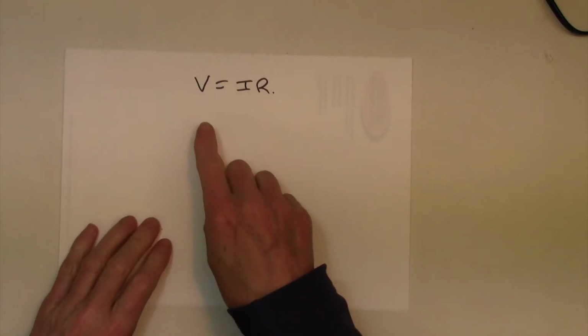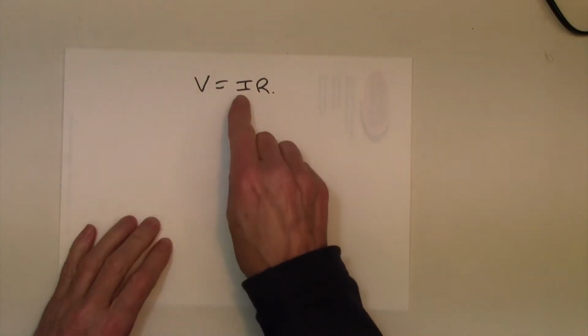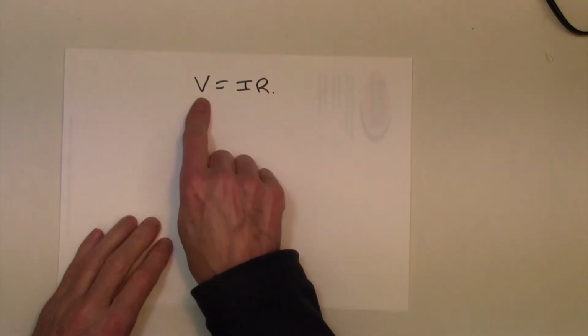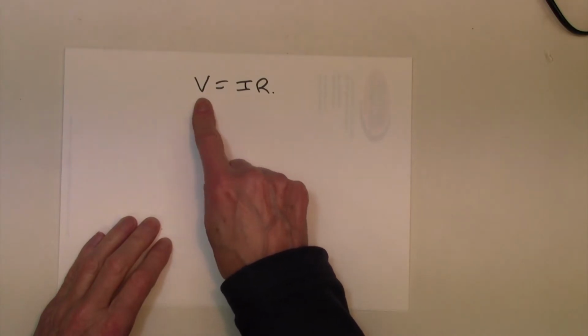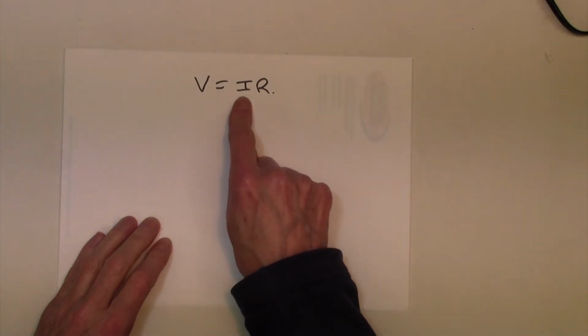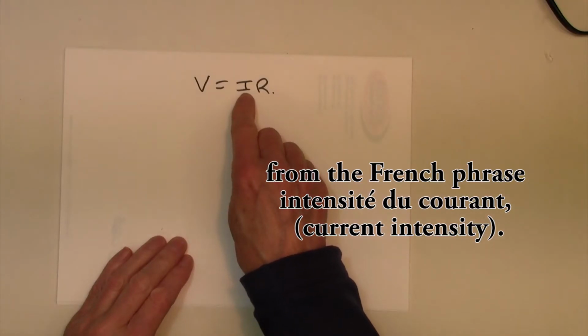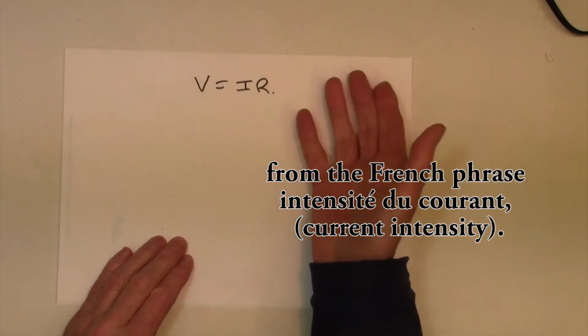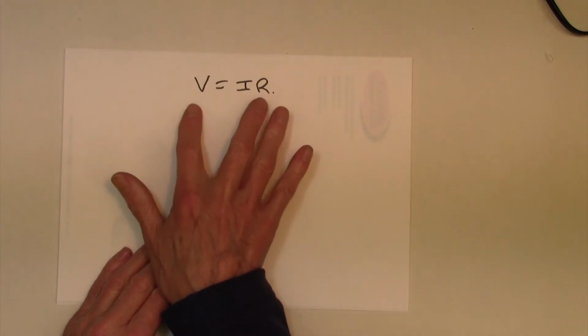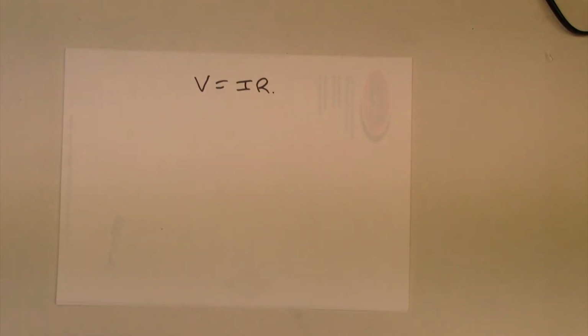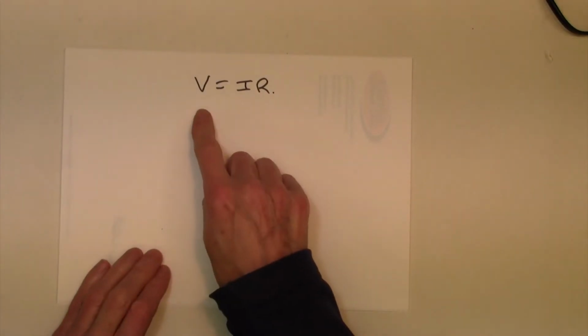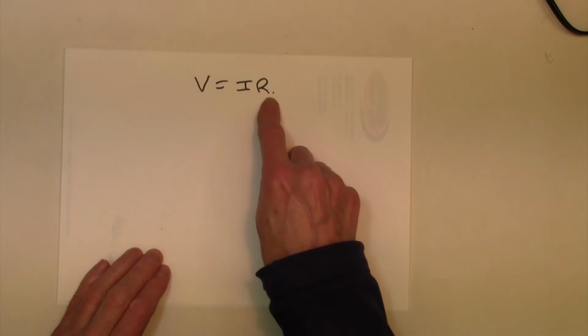It involves three quantities: voltage, current, and resistance. We use V for voltage, we use I for current. I don't know why, it'll be some historical reason. You need to remember that I is current and R conveniently is resistance. So we're okay with the V and the R, it's just the I is a little bit unusual. So it's a formula that relates voltage, current and resistance.